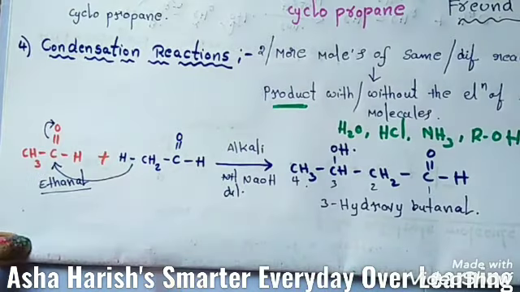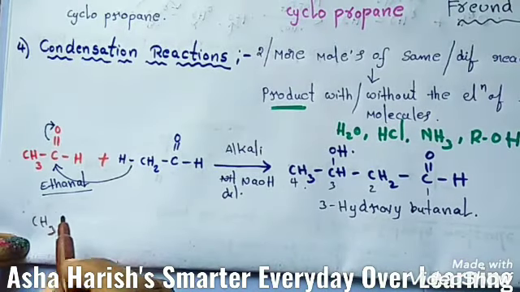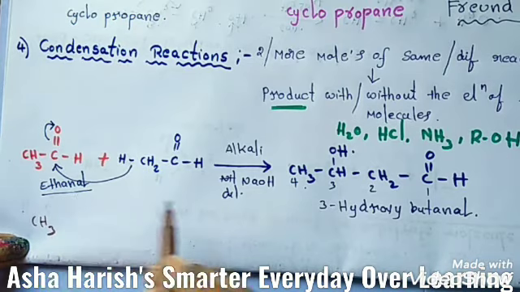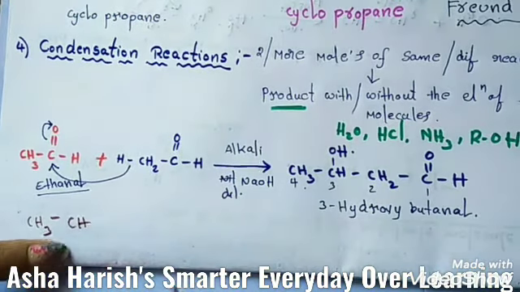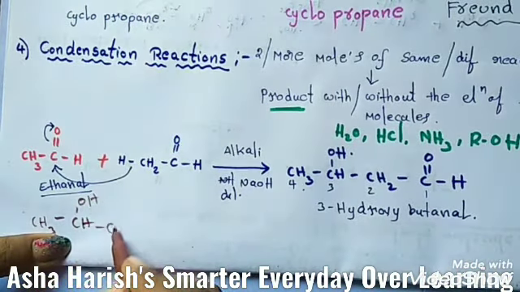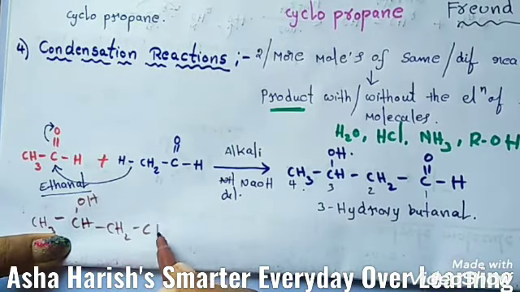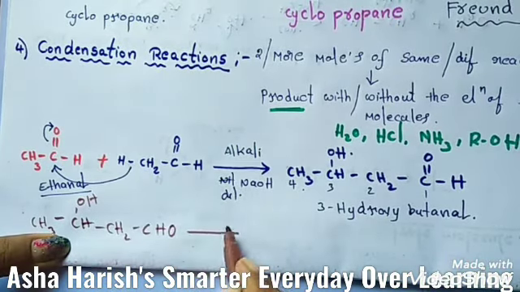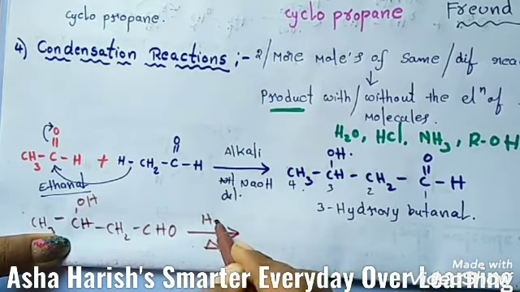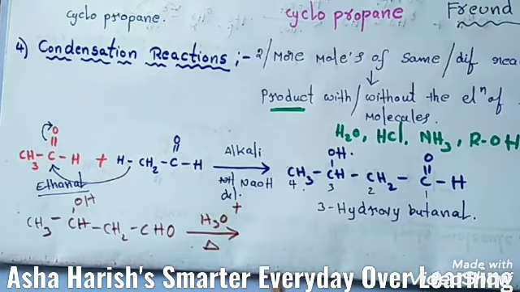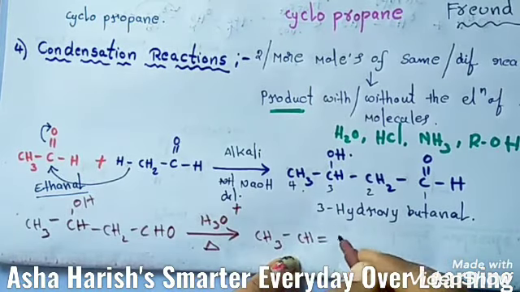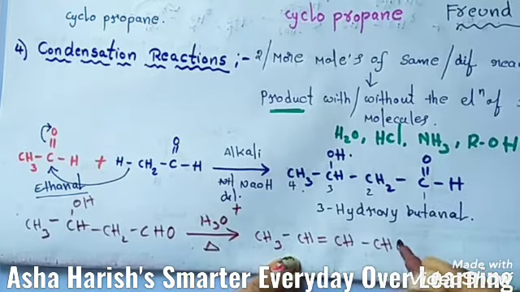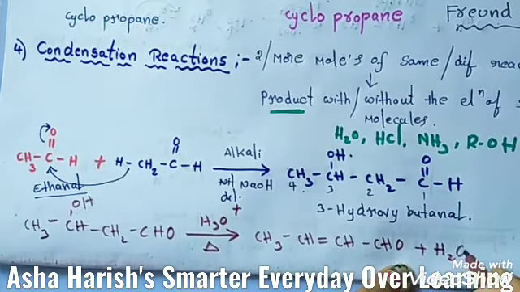This formed 3-hydroxybutanol. Again, it is heating with dilute mineral acids. I'm going to write the equation here. This is the compound CH3CHOHCH2CHO, and heating with this hydronium ion. This is only 3-hydroxybutanol. Now the formed compound is CH3CH=CHCHO plus H2O.